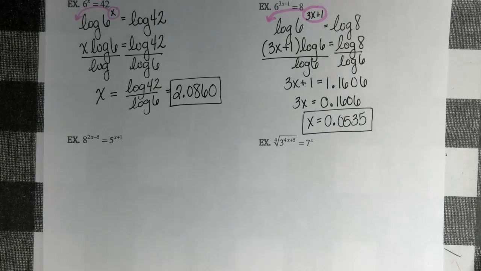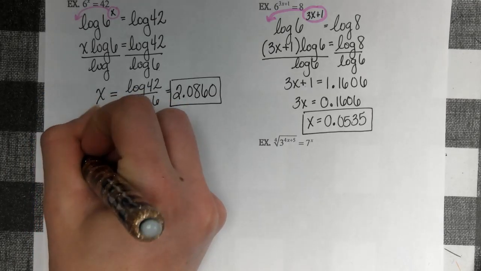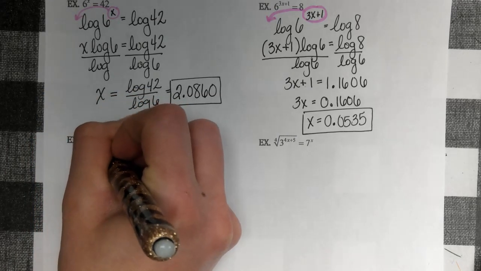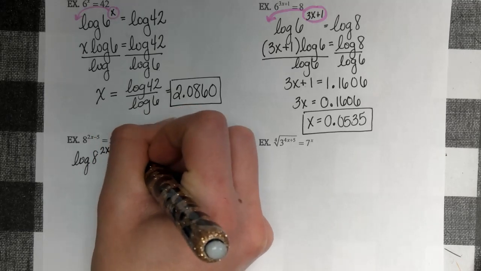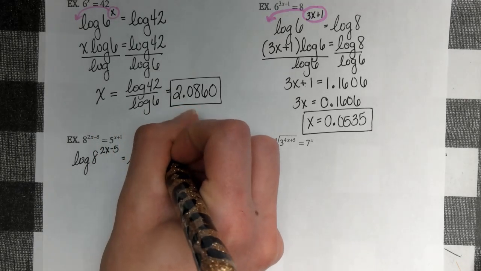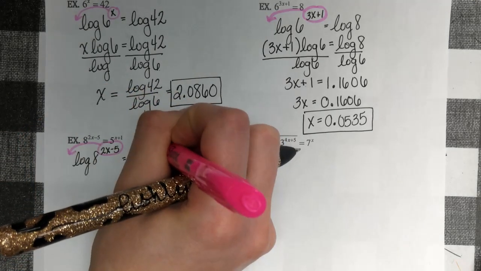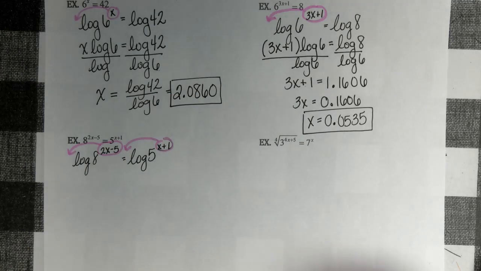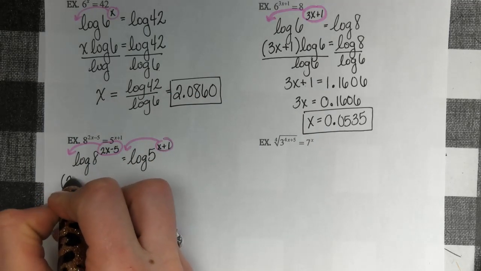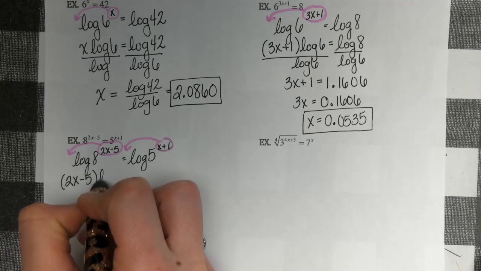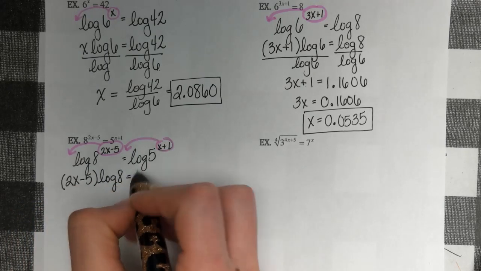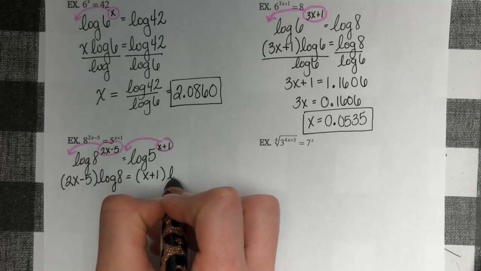Now this next one, I've got 8 to the 2x minus 5 power and 5 to the x plus 1 power, and those are equal. So when I take the log of both sides, I now have to take both exponents and move them forward. So 2x minus 5 times log of 8 equals x plus 1 times log of 5.